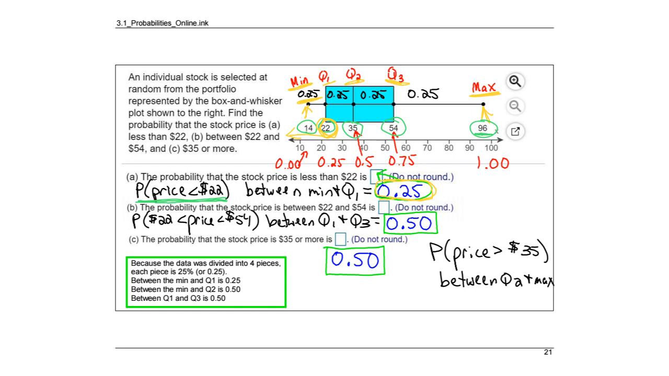All right, let's look at the probability that the price is between 22 and 54. Okay, well, 22 is right here. 54 is right here. And so the distance between these two, when I look at quartiles, I have two quartiles, right? I have 0.25 right here, 0.25 right here. So that's going to give me 0.50. All right, and then finally, the probability the stock price is 35 or greater. 35 is sitting right here. If I'm going to go greater, I actually hit two quartiles along the way. So again, it's 0.50.